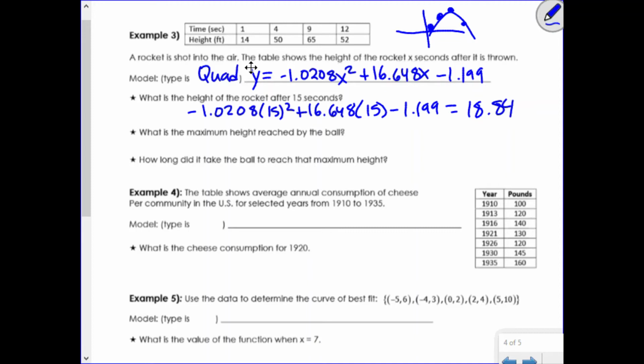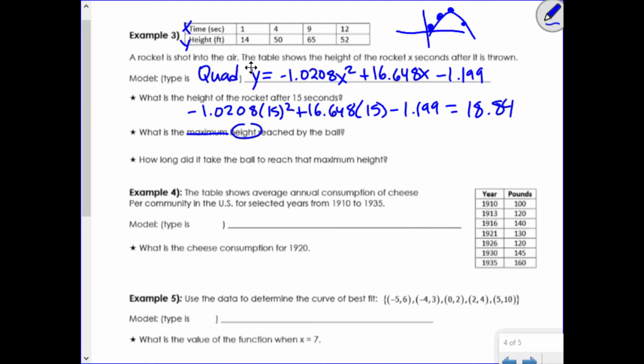Next question is, what is the maximum height reached by the ball? Would I plug anything into this one? There's no number to plug in, right? So the keyword here is maximum and also height. So I'm trying to find something about the vertex. Now the vertex is a point, so it has both an x and a y. Am I looking for the x or the y? The y. If you look up here, the first row or column is x and the second one is y. So x is the time and y is the height, which means I want the y at the vertex.